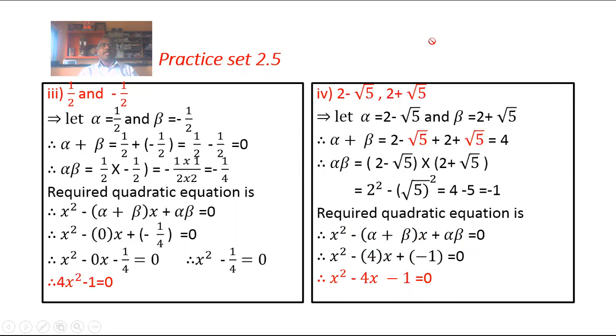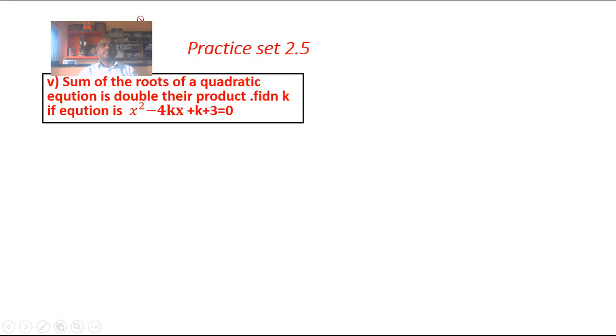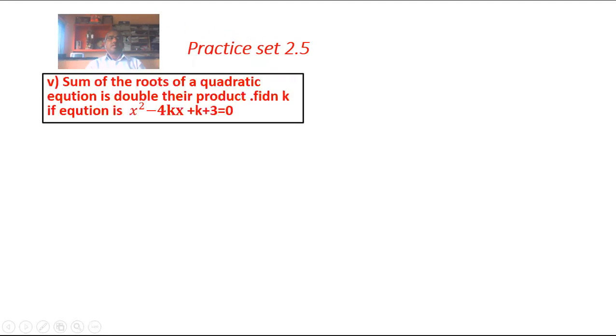Next problem in practice set 2.5. Question number 5. Sum of the roots of the quadratic equation is double their product. Find k, if the equation is x square minus 4kx plus k plus 3 is equal to 0.